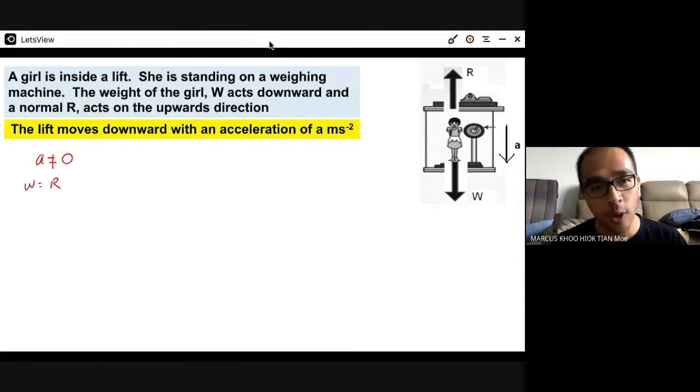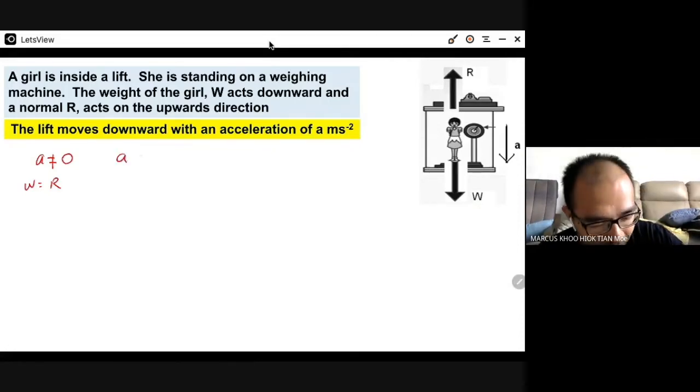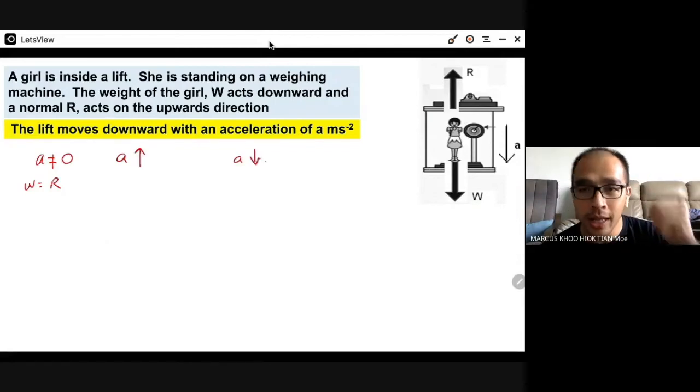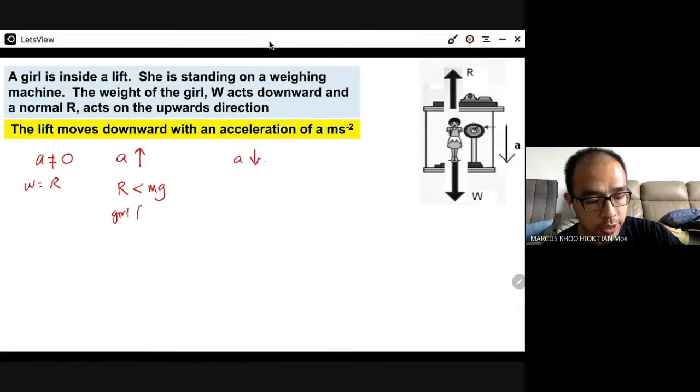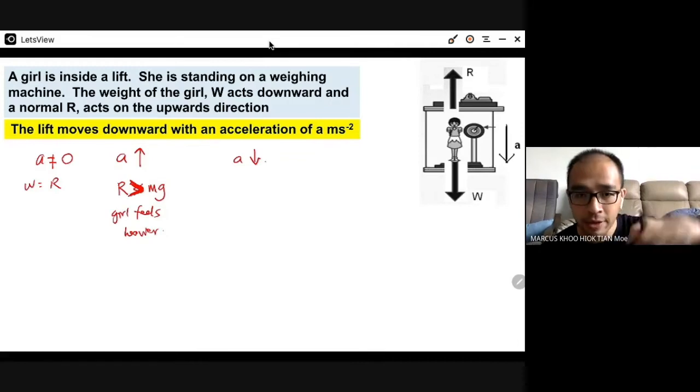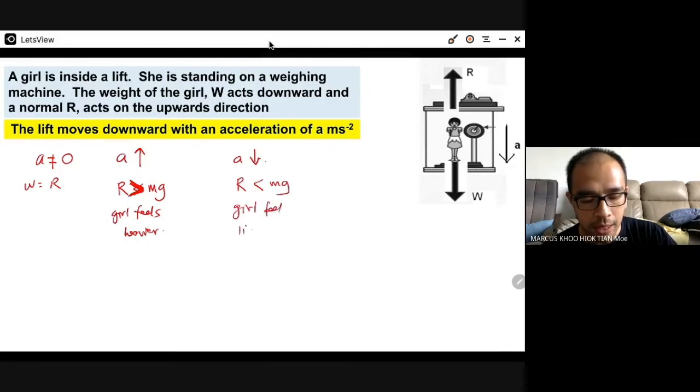Wilson has started to glow up. Wow! But if there is an acceleration, there are two situations: acceleration upward and acceleration downward. If the lift is accelerating upward, R is more than mg. Sorry, my mistake, R is more than mg. The girl feels heavier. If it is accelerating downward, R is going to be less than mg, and the girl is going to feel lighter.